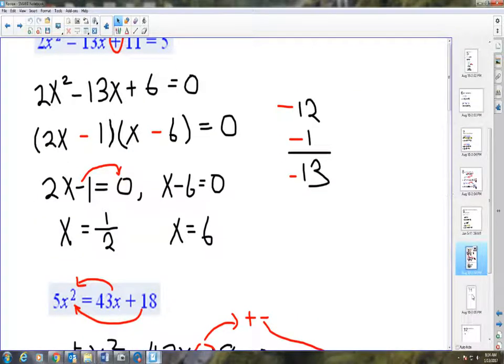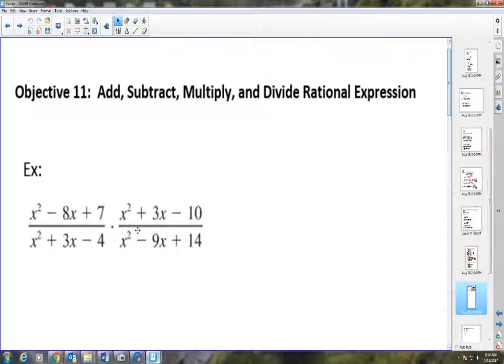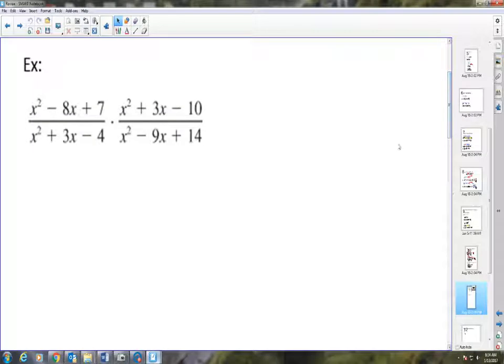Alright, so in this video we're going to continue our review, and objective number 11 and on are the intermediate algebra materials. So a rational expression is just an expression that consists of polynomials in the numerator and denominator. To multiply rational expressions, what we want to do is first factor, and then we're going to reduce top with the bottom.